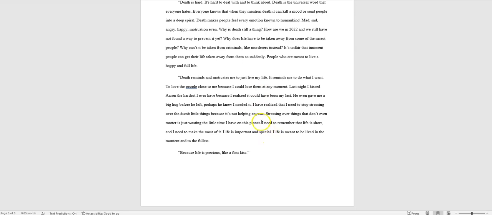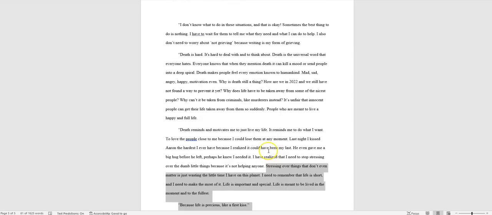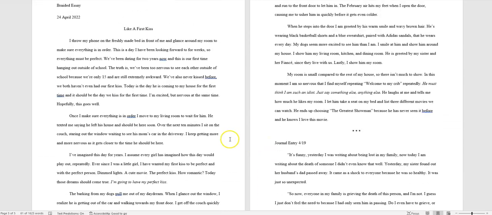So we get to the end and she was really hitting on it here. "Stressing over things that don't even matter is just wasting the little time I have on this planet. I need to remember that life is short and I need to make the most of it. Life is important and special. Life is meant to be lived in the moment to the fullest because life is precious, like a first kiss." So she's bringing her musings about grief and loss together with the idea of celebrating every tiny moment because everything is special. I hope that seeing these two papers shows you what we're talking about.